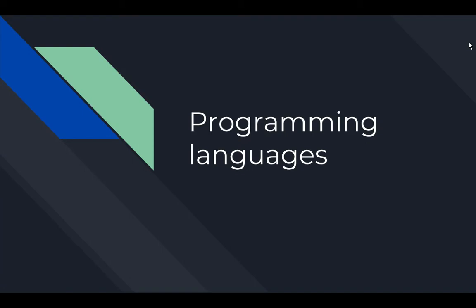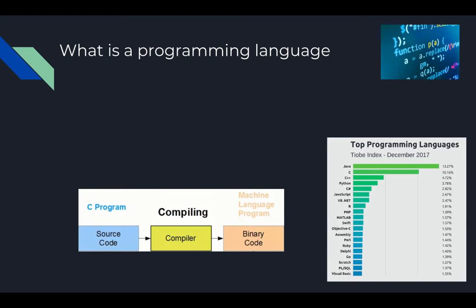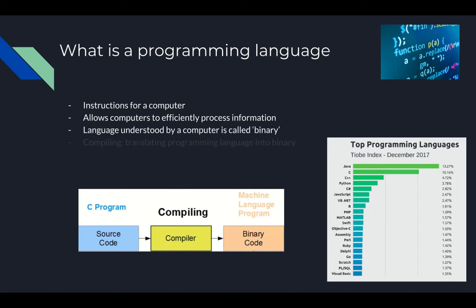Okay, so good morning. First of all, what are programming languages? Programming languages are a bunch of instructions that a programmer gives to a computer in order for it to work. The language that is understood by a computer is also known as binary, and the process of translating a programming language into binary is known as compiling.